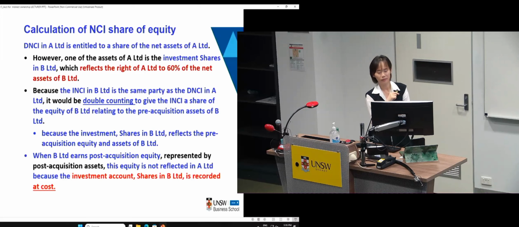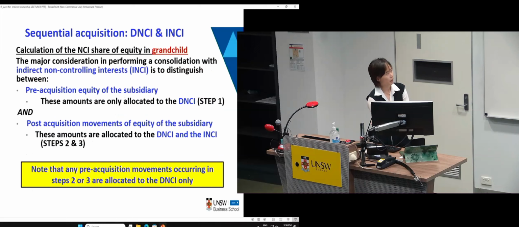Now we understand the reason, or the rationale behind these rules, right? So why only DNCI receive a share of the pre-acquisition equity? This is to avoid the double counting. However, for post-acquisition, that movement is not reflected in A's investment in B's account. So post-acquisition equity, we allocate to both DNCI and INCI.